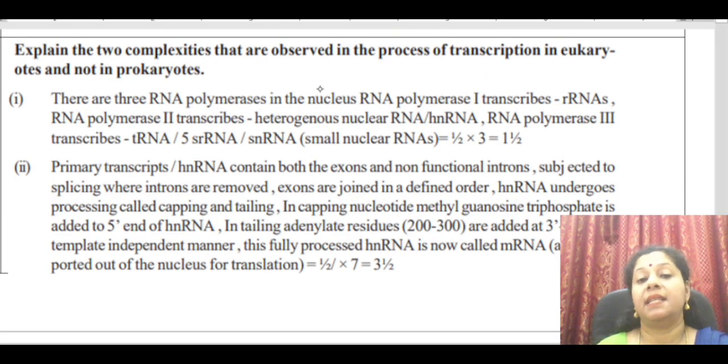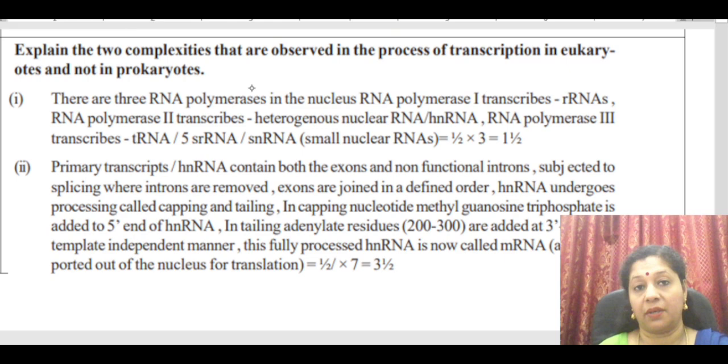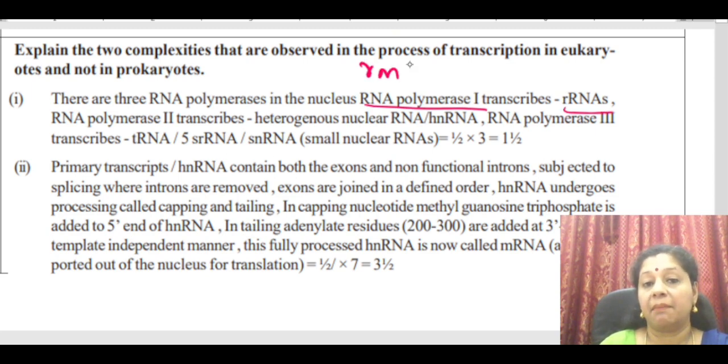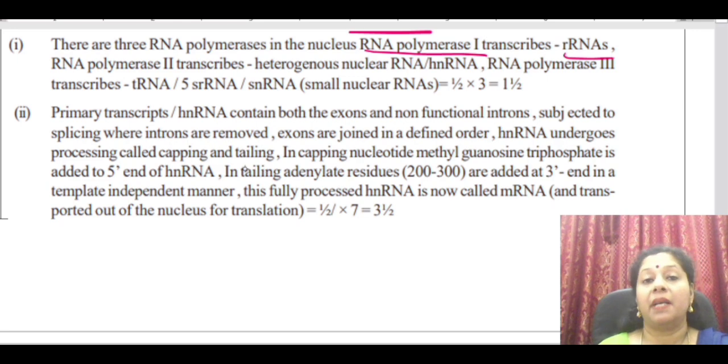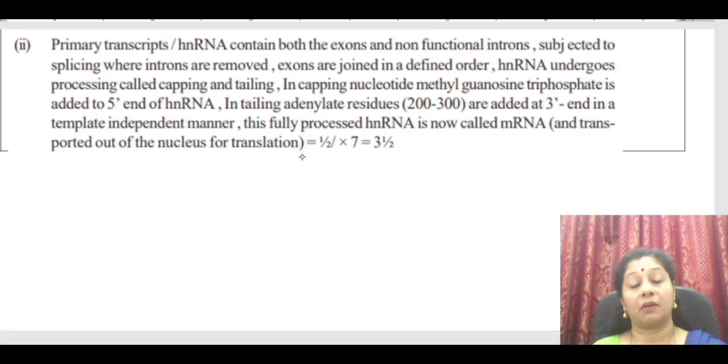Explain two complexities that are observed in the process of transcription in eukaryotes and not in prokaryotes. So there are three RNA polymerases in the nucleus. RNA polymerase 1 transcribes rRNA, 2 mRNA and 3 tRNA. I have told you to remember as RMT. That's the first complication, because in case of prokaryotes there is only one RNA polymerase, whereas here three RNA polymerases transcribe three different RNAs. Now the next complication is processing of the initial transcript.